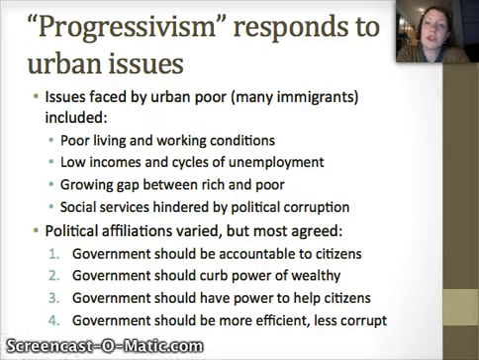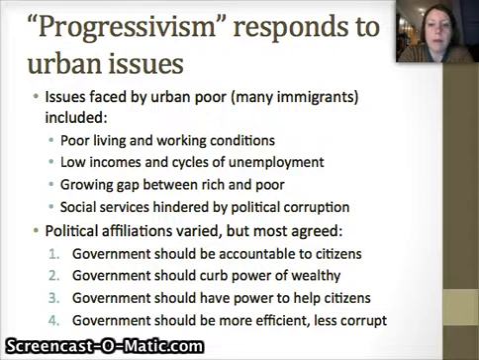So progressives could have been from any political party at this time. They could be Republicans, they could be Democrats, they could be populists, who we'll talk about a little bit later, but most of them agree on four main things. First of all, they believe that government should be accountable to citizens. So if the people have a question or a problem and bring it up before the government, it's the government's duty to respond to that.